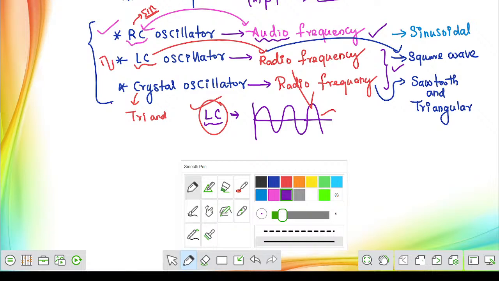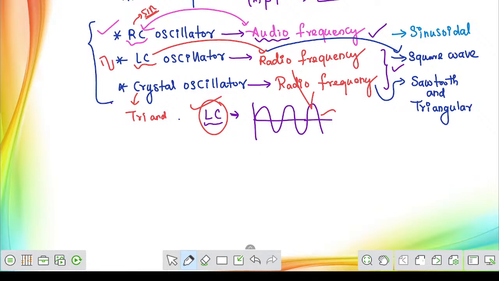So when questions are framed, you must remember: the RC phase shift oscillator generates sinusoidal, the LC oscillator generates a square waveform, and the crystal oscillator generates triangular and sawtooth waveforms. Don't forget, all are very important. That's why I am repeatedly stressing these things. Okay, let us keep our attention.